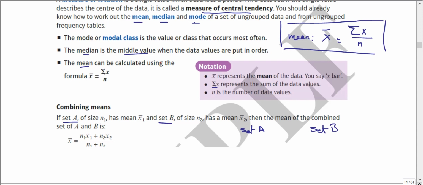For set A, we have the mean x1 bar. For set B, the mean is x2 bar. For set A, the number of data values is n1. For set B, we have n2. So two sets with two different means and two different numbers of data values, the whole number of data values, n. How to combine the mean of the two sets?